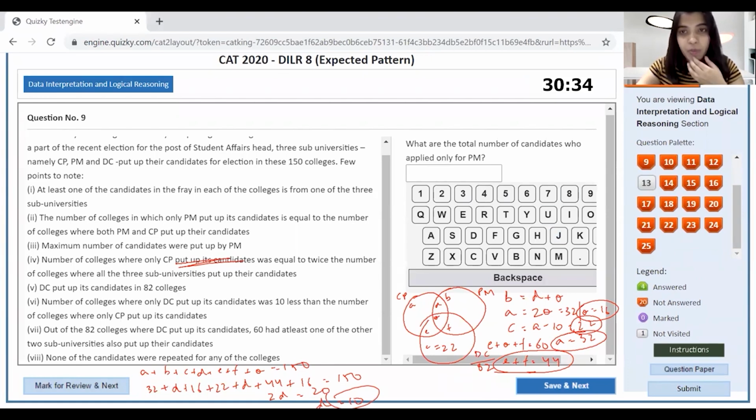Total number of candidates who applied only for PM. Only for PM, they're asking us for B. Now we know what is D. D is 10. O is 16. So D plus O is what? 26.